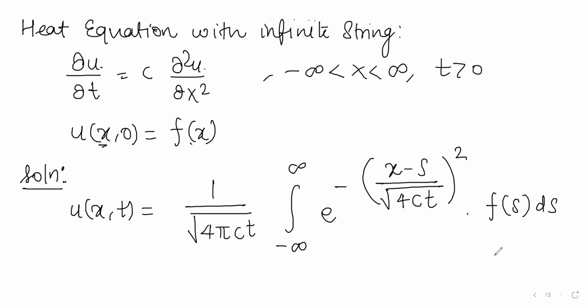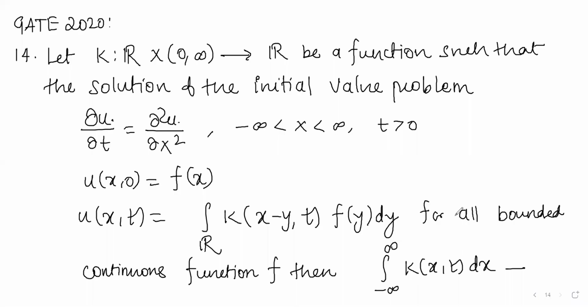Now we will consider a problem from GATE 2020. So let me write down the problem. This was the question which appeared in the GATE examination 2020, question number 40, saying that let K be a function from R cross (0, infinity) to R such that the solution of the initial value problem is given. Just by looking at this line, you should be able to recall that it's a heat problem with infinite string, right? U of x comma 0 equal to some f of x, and they even have given the solution u of x comma t. Most of the students got tensed because of this integration over R. Okay, so this is not a big thing.